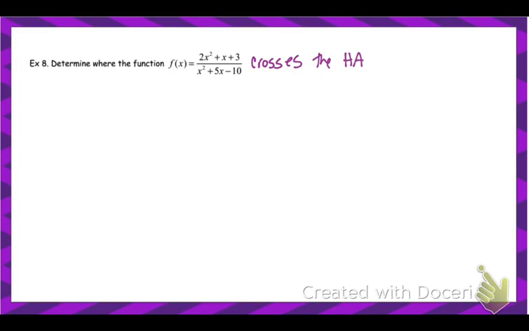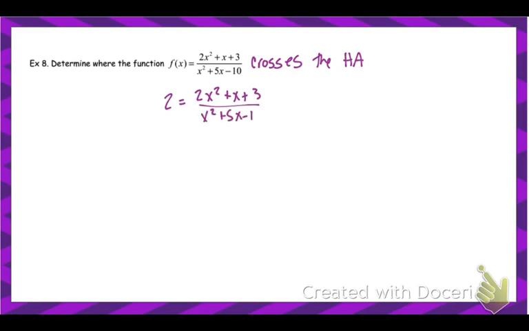The first thing to determine is what the horizontal asymptote is. Well, equal degree, so I divide the leading coefficients, which in this case is 2 divided by 1. So I want to know where this crosses the line y equals 2. So all I do is I set it equal to 2. And that way I can solve for those coordinates.